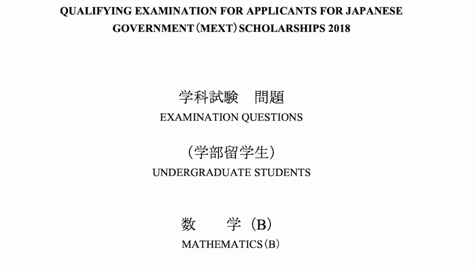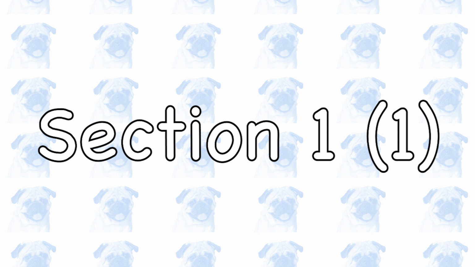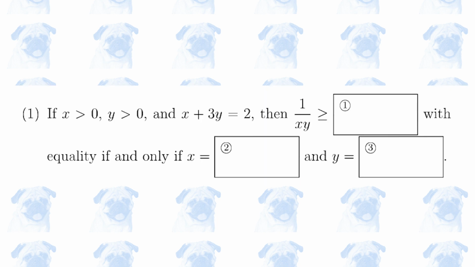This is the 2018 MEXT Undergraduate Mathematics B paper. Section 1, Number 1.